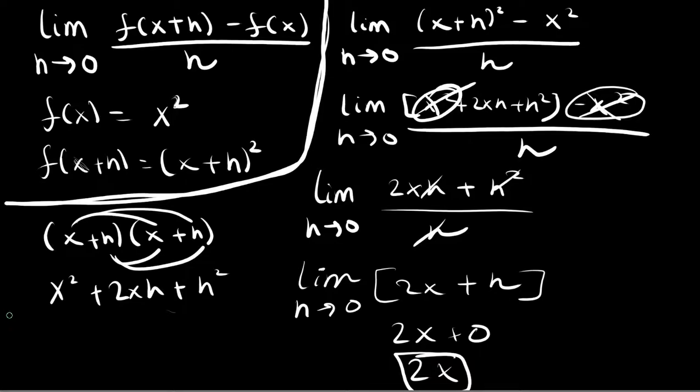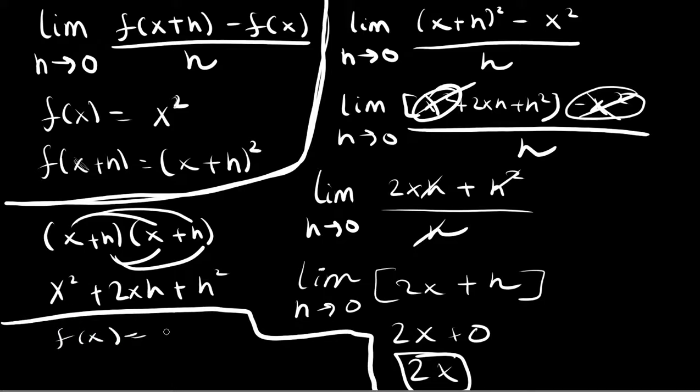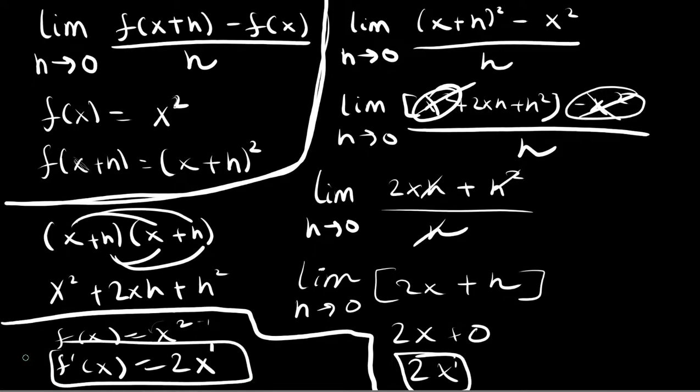And let's try to use the power rule to confirm that our answer here is correct. So f of x equals x squared, right? f prime of x should equal, if 2 is the power, we have to subtract the exponent by 1 and move the 2 here. So it'll be 2x to the power of 1. And that's what we have over here, 2x to the power of 1. So that's how you would do the difference quotient in order to find the derivative.